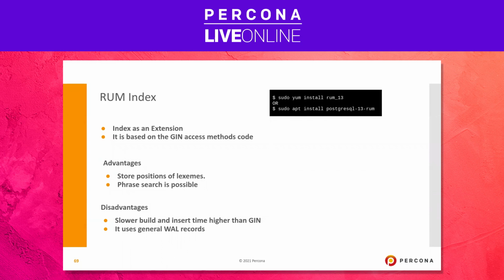And there are disadvantages also. It is slower to build. Insert time is slightly higher than the GIN index. And another disadvantage is that it uses generic WAL records. The WAL records are not as efficient as for the other indexes, so a lot more information will be there in the WAL.